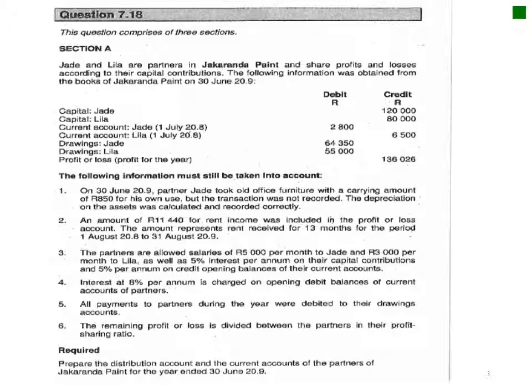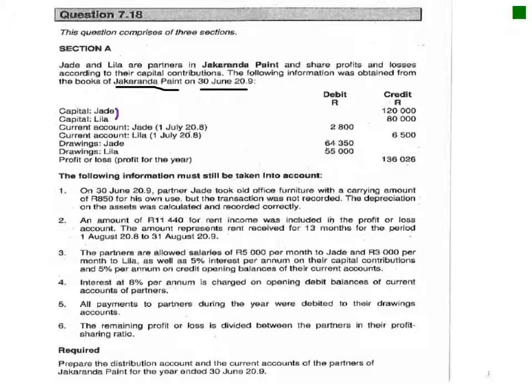Okay, so in order to prepare the statement of net investment, let's look at the information they give us in the question. We've got Jade and Lilla, who are in partnership, and their partnership is called Jacaranda Paint. And they give us information at the 30th of June 2009. And the information they give us are the capital account balances.